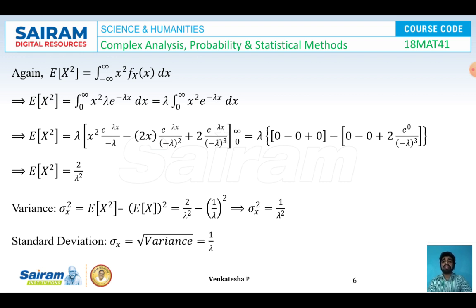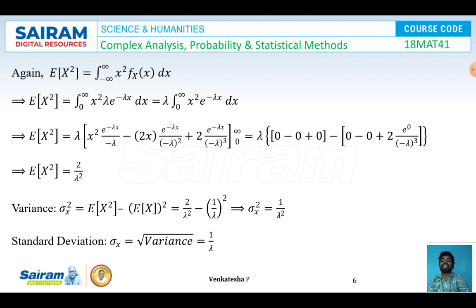Next is the variance. To find the variance, the formula is expectation of X square minus expectation of X whole square. To find this, I am going to find the value of expectation of X square first. It is given by expectation of X square is equal to the integral from minus infinity to plus infinity of x square times f_X(x) dx. In the place of the PDF function, I will replace lambda e^(-lambda x) along with the limit for x greater than 0.